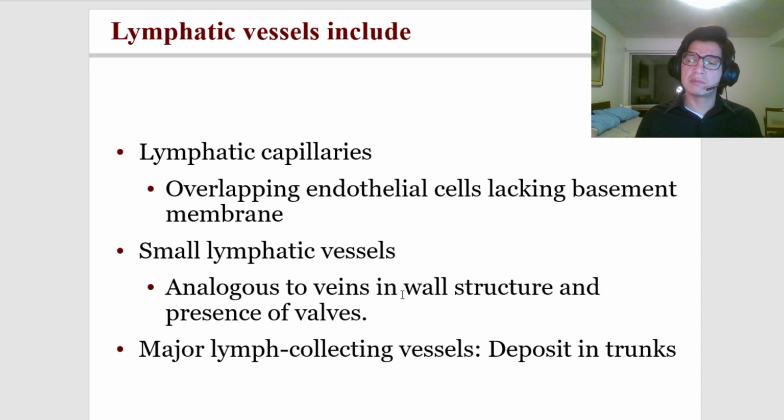Arteries and veins reach everywhere because cells need oxygen all the time, and they need nutrients as well. So blood vessels are always near a cell, and capillaries are always going to be near cells to perform their roles. Whenever we talk about vessels of the lymphatic system, you have your lymphatic capillaries, your small lymphatic vessels, and these major collecting vessels that deposit into trunks.